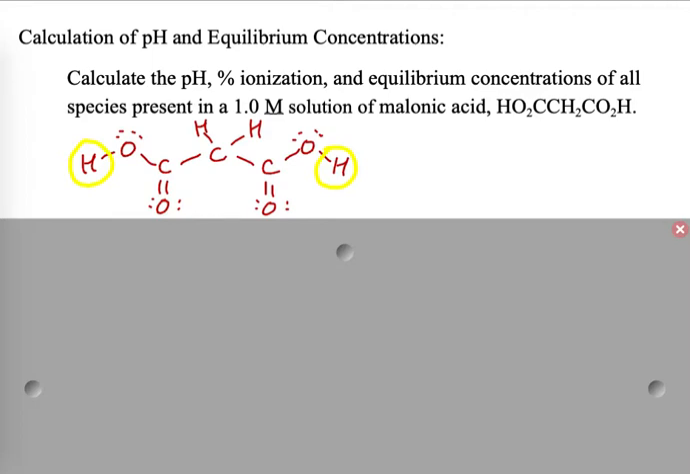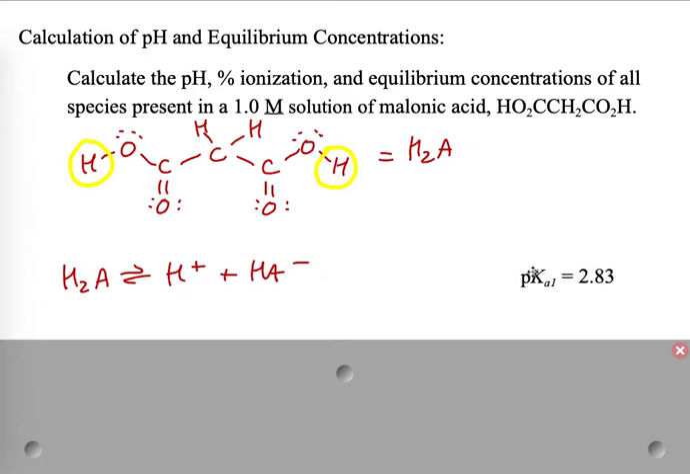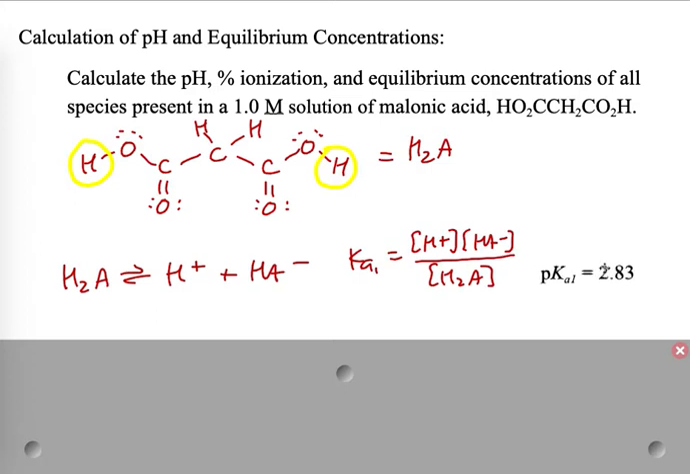For simplicity, I'm just going to represent this as H2A so I don't have to write the equation out all the time. So let's consider our subsequent ionizations. H2A in equilibrium with H plus and HA minus. For malonic acid, let me write the equilibrium expression as well, just so we have that. So Ka1 equals the hydrogen ion concentration times HA minus divided by H2A. I'm going to express the equilibrium constant.